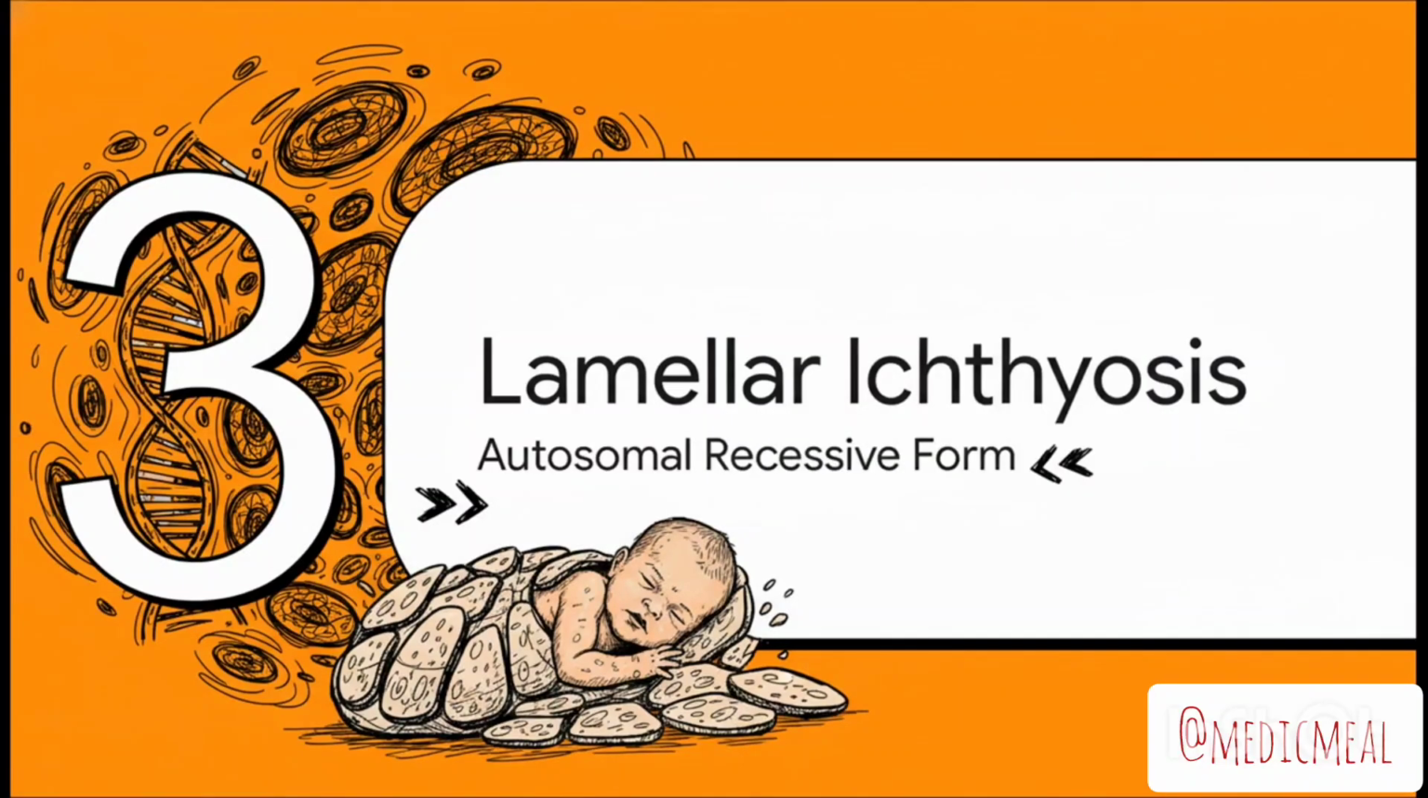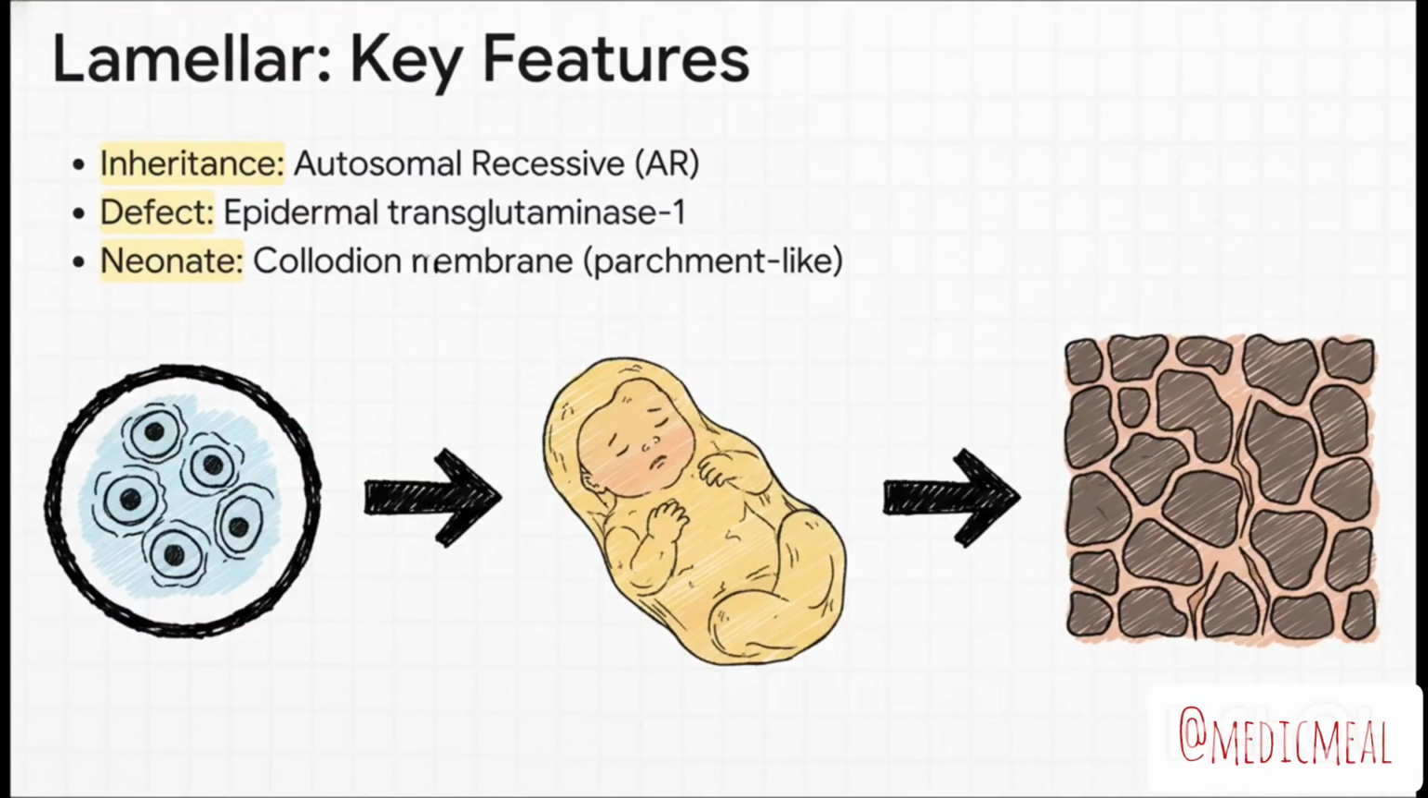And that brings us to our third main type, lamellar ichthyosis. This one is autosomal recessive, and what really makes it stand out is its incredibly dramatic neonatal presentation. The core defect here is with the enzyme epidermal transglutaminase 1, which is absolutely critical for forming that cornified cell envelope. So at birth, these newborns often present encased in what's called a collodion membrane. It's this taut, translucent, almost parchment-like sheath.